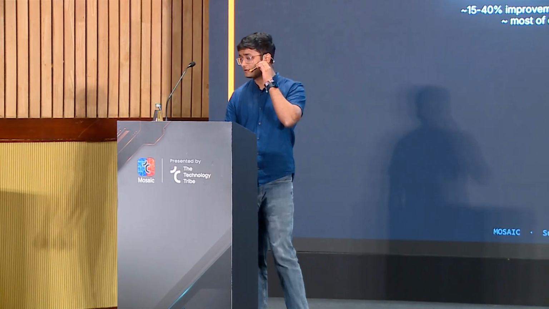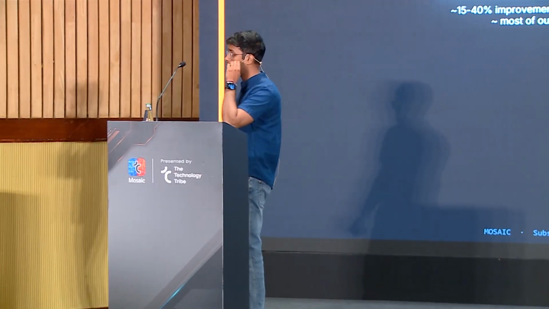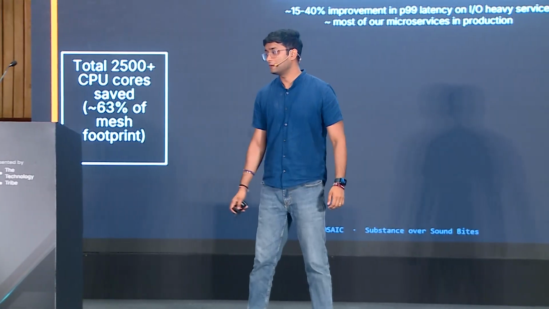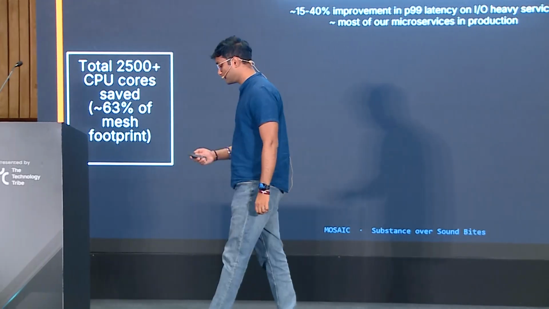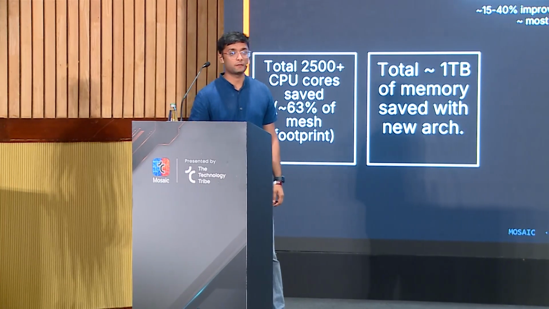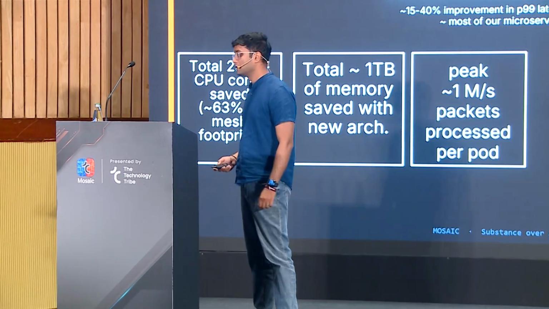We saw 50 to 40% improvement in the P99 latencies on the IO heavy services. These are network IO heavy services, which comprise most of our services in production. Then there were about 2500 plus CPU cores saved, which is like 63% of our service mesh footprint. About 1 terabyte of memory saved because of these sidecars, now gone.